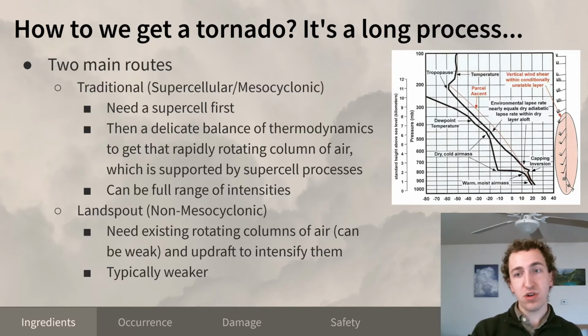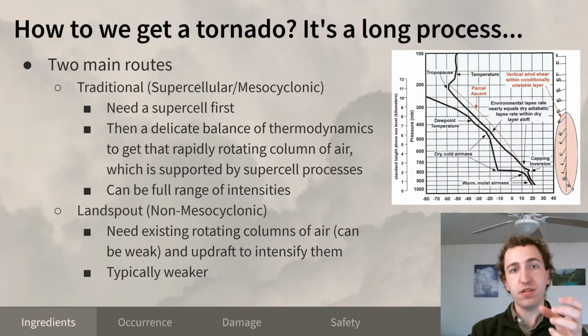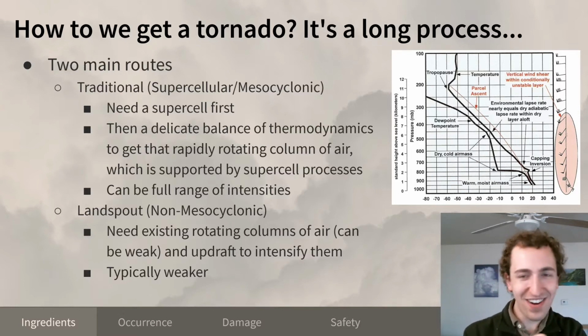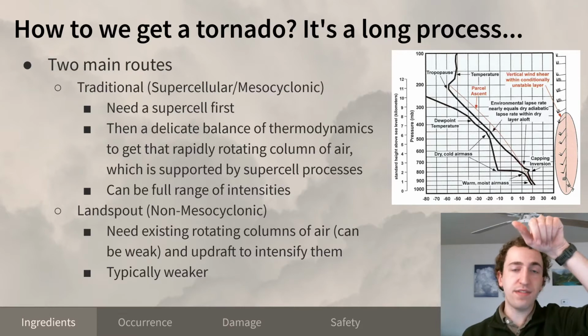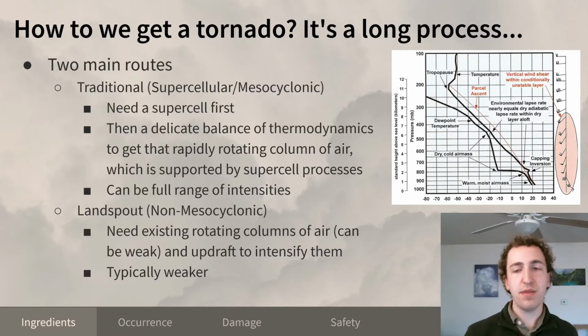The land spout route is our other route, where instead of using supercell dynamics to get that rapidly rotating column of air at the ground surface, it instead uses existing vertical rotation in the air and just a simple updraft to stretch and intensify. We'll talk a bit more in detail coming up about how that works. But these landspout type tornadoes are non-mesocyclonic. They're still tornadoes. They can still do damage, but they're typically weaker than the ones that we get through that traditional or mesocyclonic or supercell route of tornado formation.